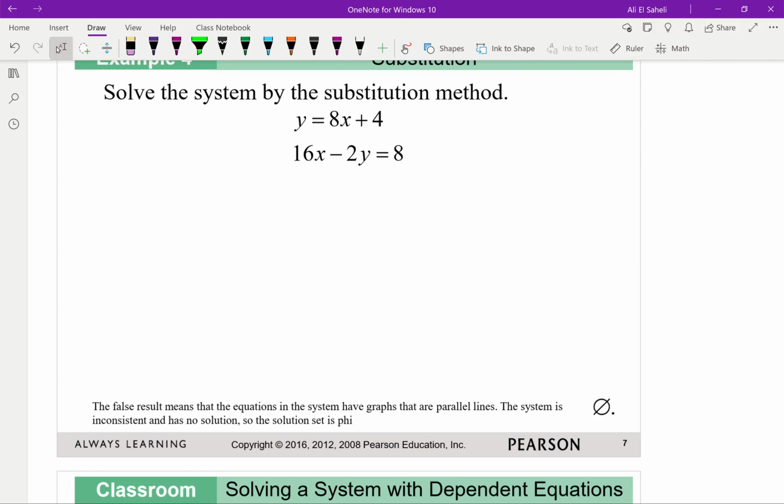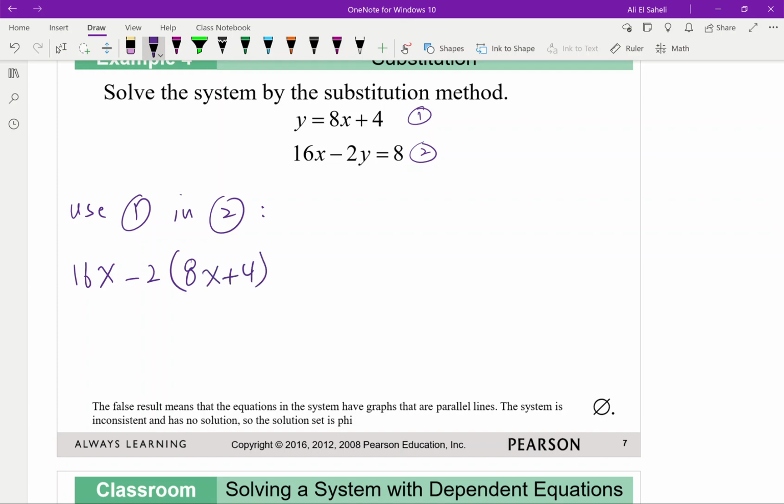And this system, we are already given, the first equation already gives us y in terms of x. So from equation 1, we have y equals 8x plus 4. So we use 1 in equation 2, 16 times x minus 2 times y. Y, according to equation 1, is 8x plus 4. The right side is 8.